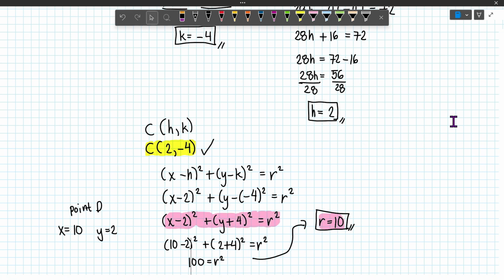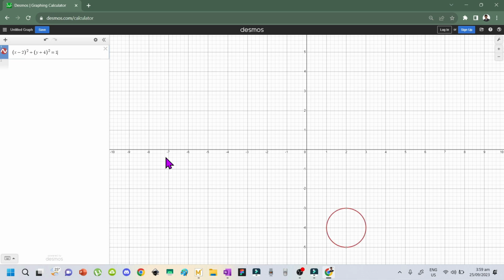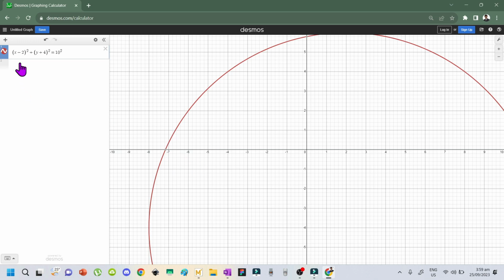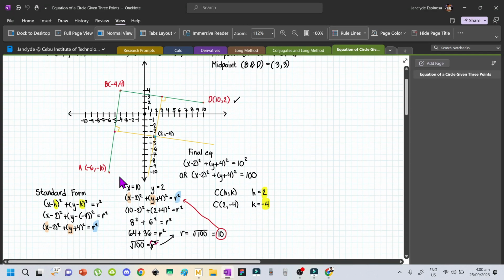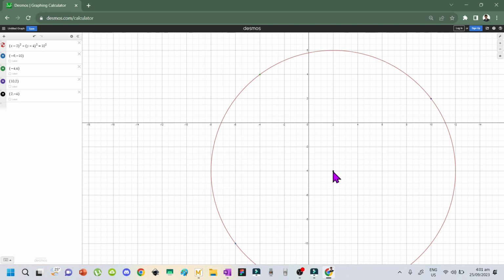Now let's try to plot this in our graphing calculator. X minus 2 squared plus y plus 4 squared equals r squared. And our points are negative 6, comma, negative 10, negative 4, comma, 4, and 10, comma, 2. And our center is at 2, comma, negative 4. So as you can see, our points are within the circle. And our center is here. And if you go up 10 units, you will be able to form the radius. Negative 4 up to this is 4, plus 2, 6, plus 2, 8, plus 2, 10, which is here.